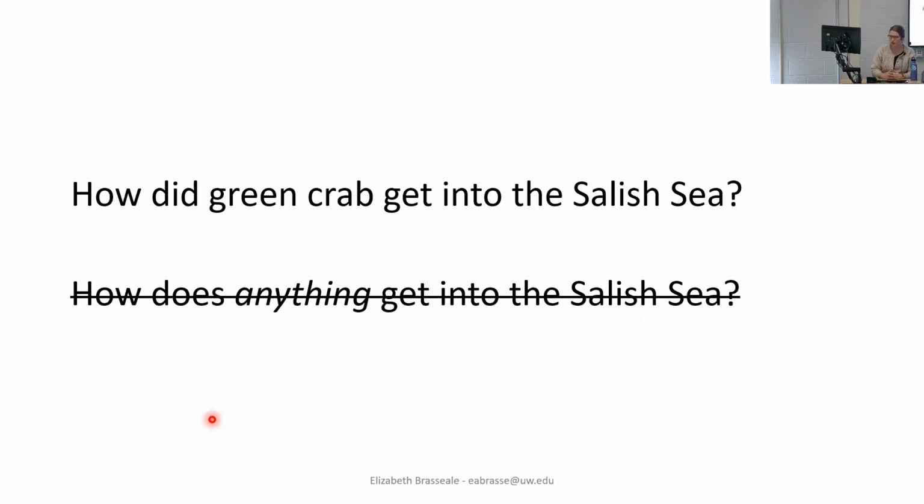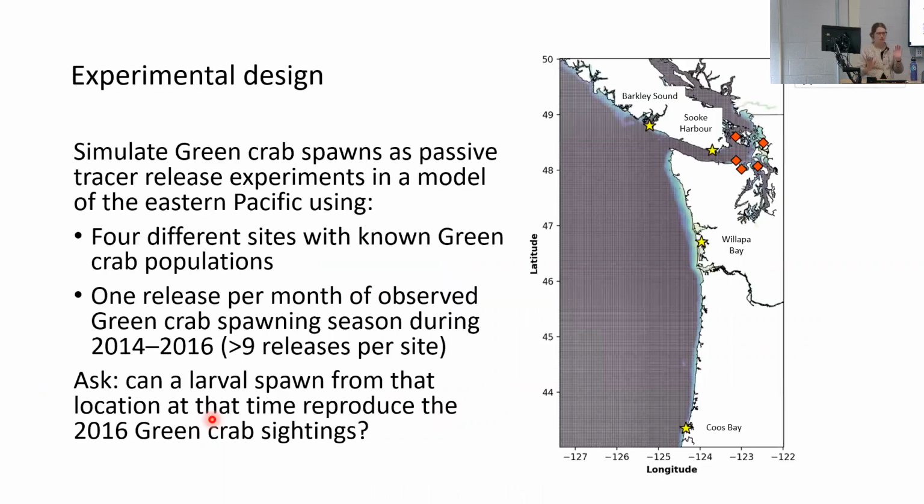So now I'm going to spend a couple minutes talking about our initial question, which was how did green crab get into the Salish Sea? And we designed a different particle tracking experiment to simulate the green crab spawns as particles using 4 different sites with known green crab populations. So here we had Coos Bay down in Oregon. We had Willapa Bay just north of the Columbia River. We had Barkley Sound, which is this sound on Vancouver Island, and then Sooke Harbour, because this is where the infected larvae were present. And then these were the observations we were trying to reproduce.